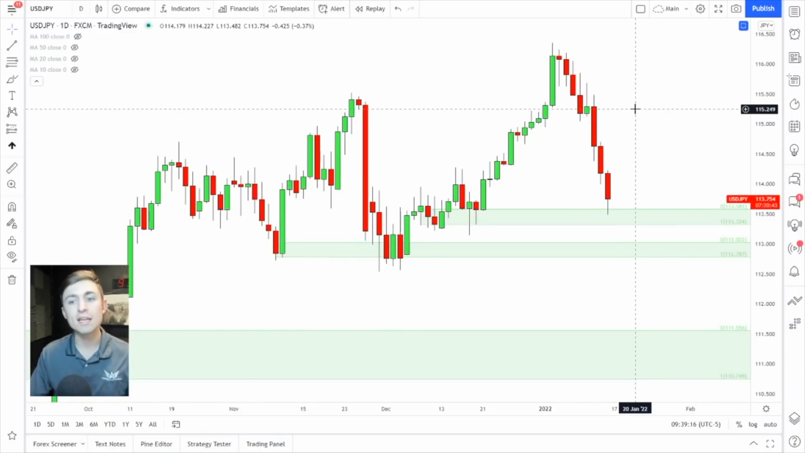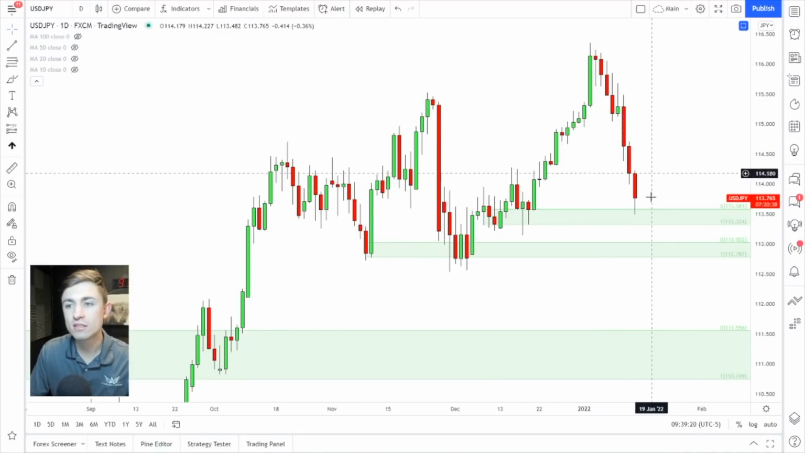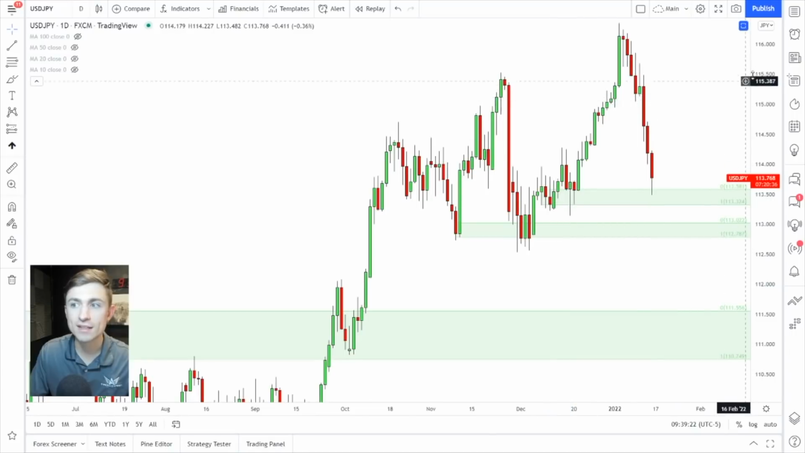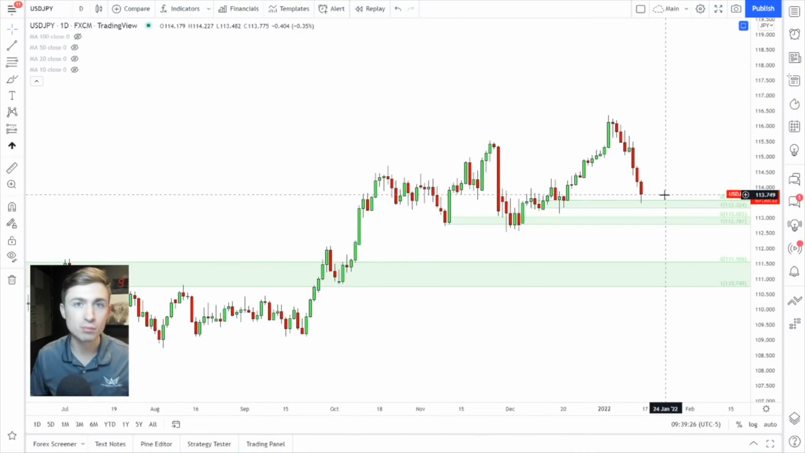But with that said, I do like dollar yen on the pullback here today. As it starts to near some levels of support in the context of an overall uptrend, it is starting to catch my eye for possible buy setups.